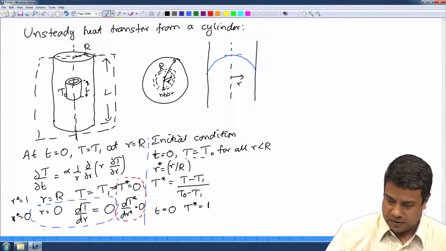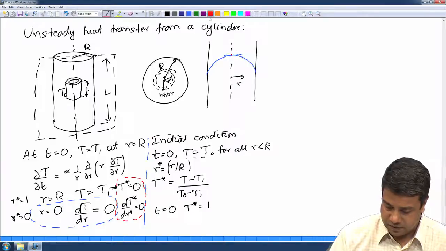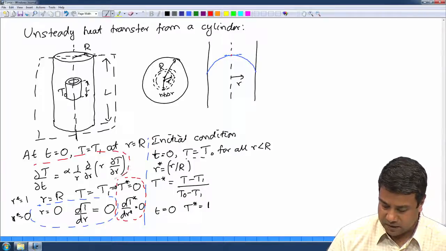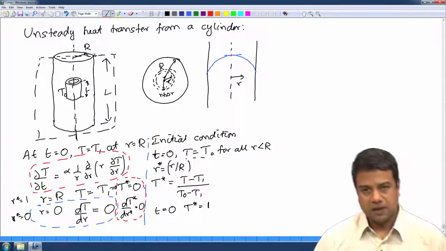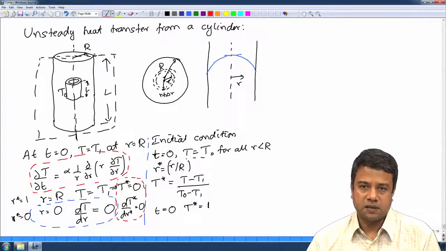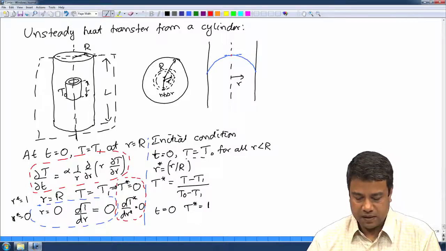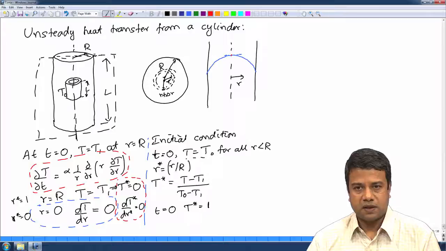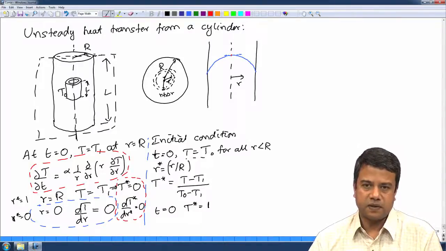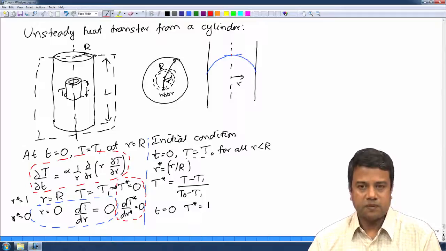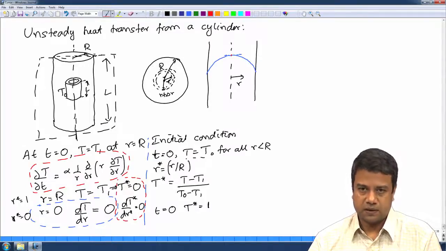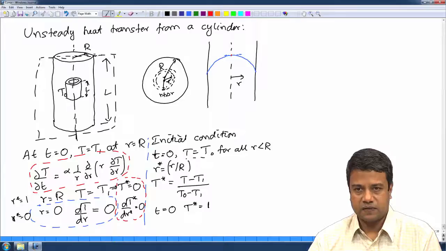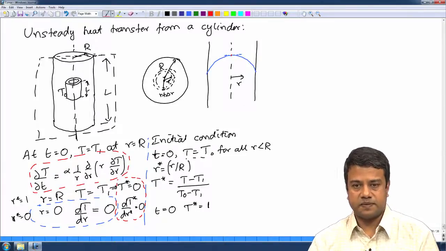So, the balance equation, if you recall, had the same form that I had earlier. The time derivative of the temperature is equal to the thermal diffusivity times 1 by r d by dr of r times dT by dr. The boundary conditions, in this particular case, I had only one physical boundary. That physical boundary was at r is equal to capital R, where the temperature was specified.